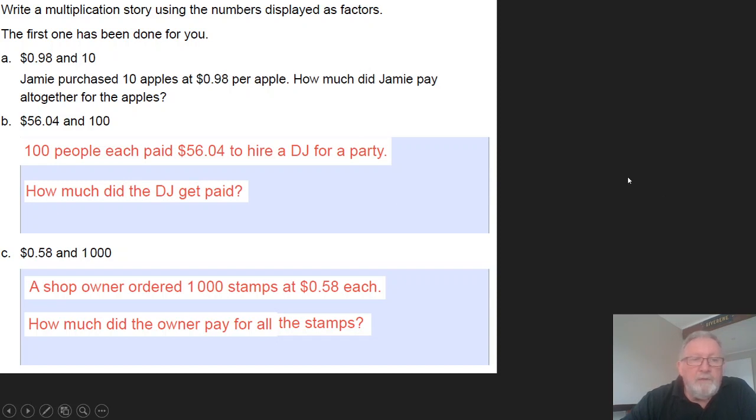Okay, and then 58 cents multiplied by 1,000. So in this example, the shop owner ordered 1,000 stamps, and at 58 cents each, how much did the shop owner pay for all the stamps? All right, again, you didn't have to answer it, but if you think moving a 3 place value is larger, 1, 2, 3, you'd have come up with $580 if you decided to answer it.